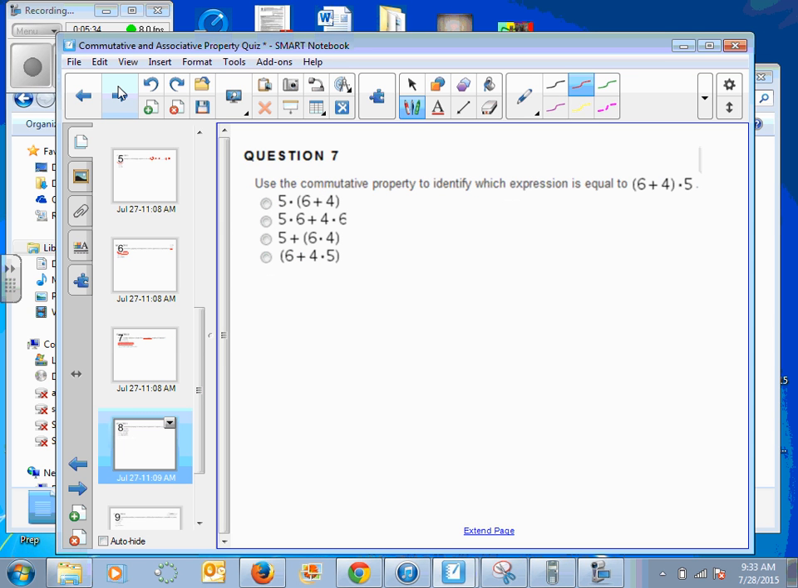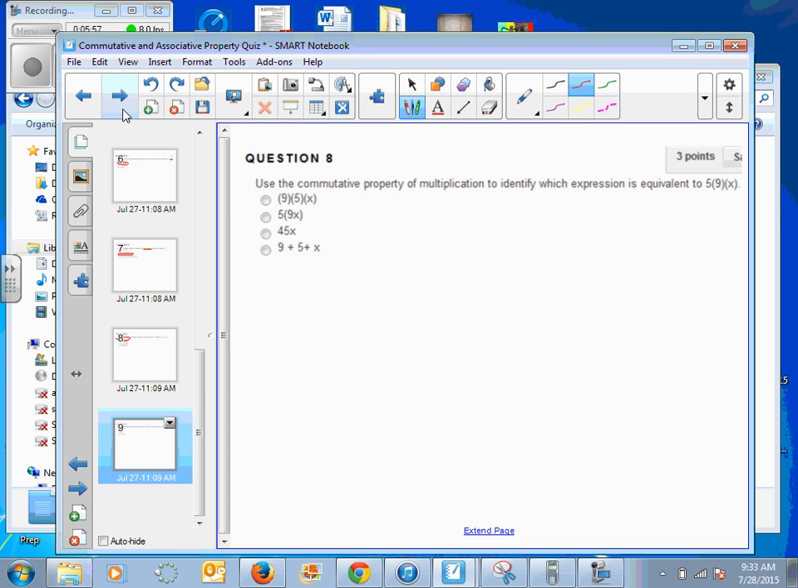Commutative property: identify which expression is equal to the quantity 6 plus 4 times 5. Well, here we go, right there. We're going to flip it: 5 times the quantity 6 plus 4. So we take that whole set of parentheses and flip it around with the 5. So that's the commutative over there.